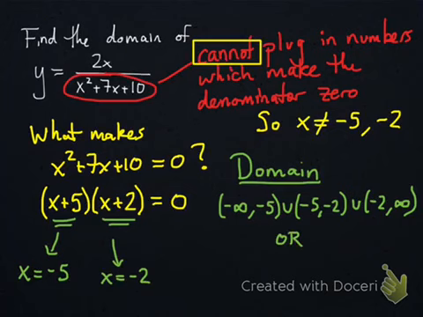Another way that you might see this written is like this. It's a little quicker way to write it with these curly braces, and basically all you do is you say that x cannot be equal to negative 5, x cannot be equal to negative 2.